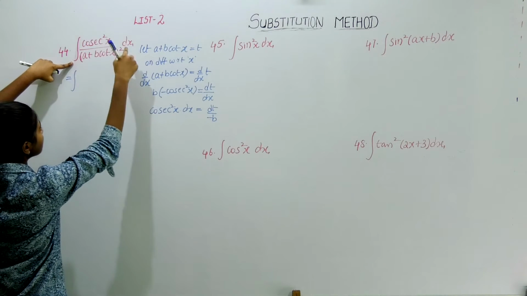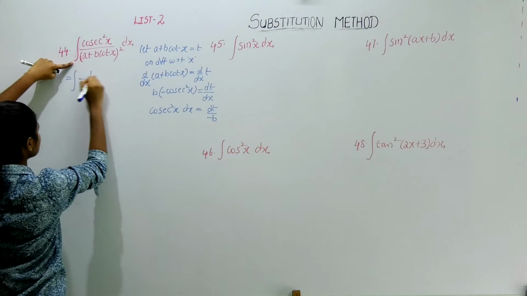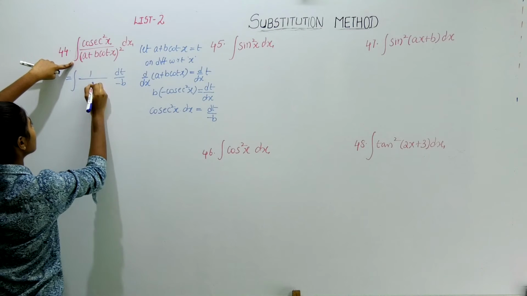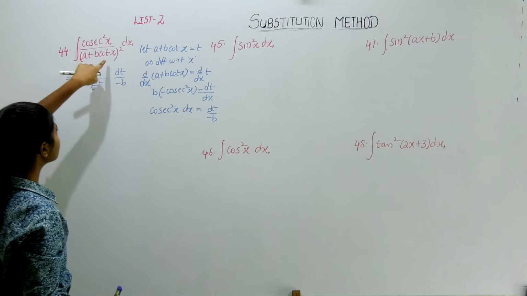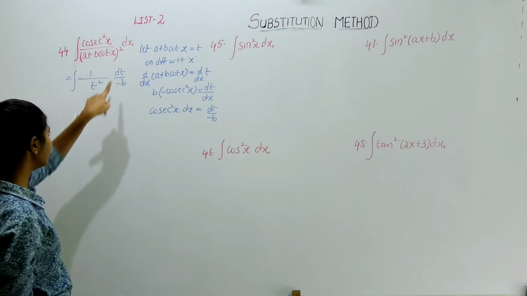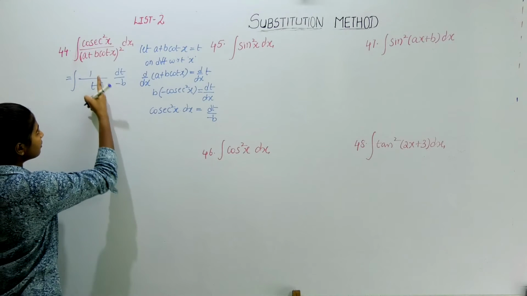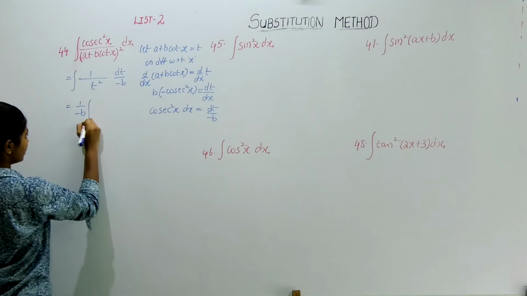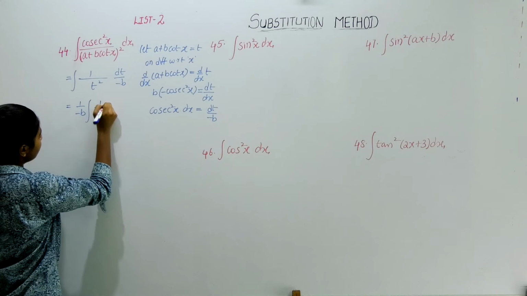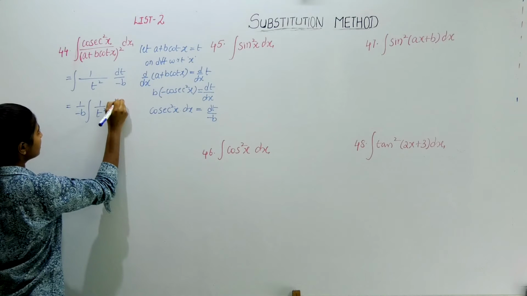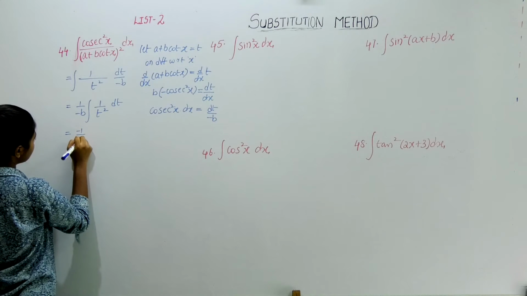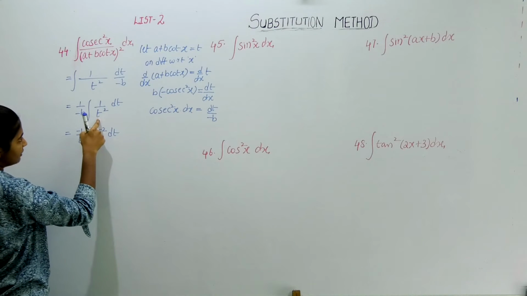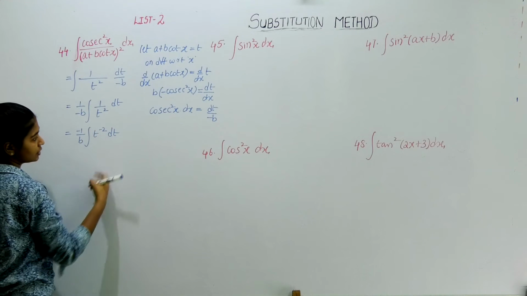Now I substitute this in the question. In the place of cosecant square x dx, I substitute dt by minus b, and in the denominator t square. A plus b cot x is t and it has square, so it becomes t square. Here 1 by minus b is a constant, take it out of the integration. We are left with 1 by t square dt. I can write this as minus 1 by b and t power minus 2 dt.